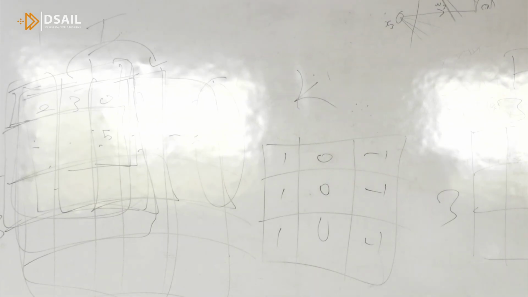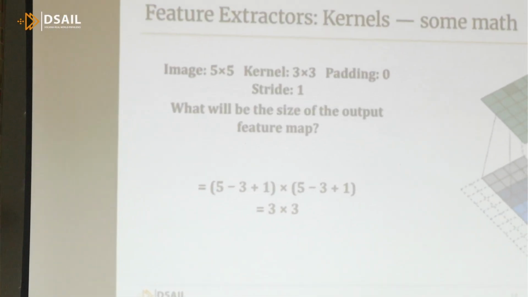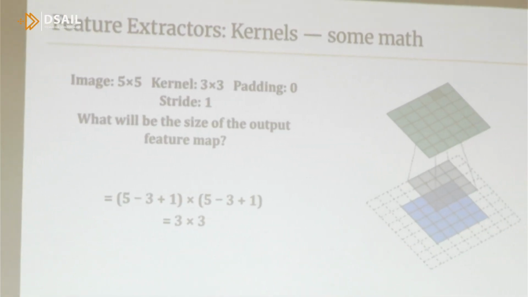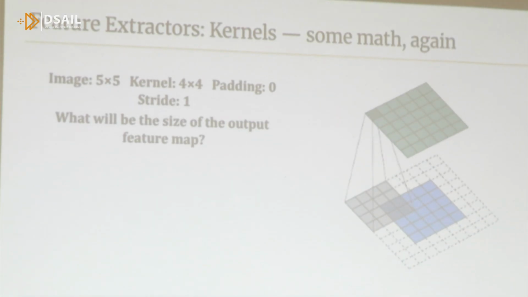So 5 by 5, a kernel size of 3 by 3, and the output feature map is 3 by 3, and it's 5 minus 3 and then plus 1. You're going to see how that comes along. Let me give us another one, and you can do this one very quickly, and then tell me what will be the output feature map. Five by 5, a kernel of 4 by 4, 0 padding, and a stride of 1.